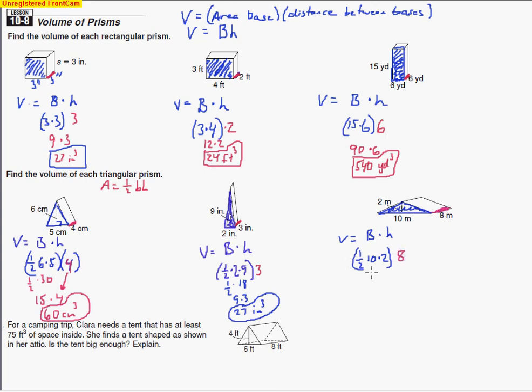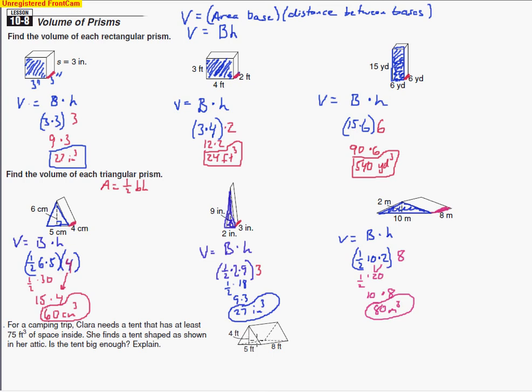And so we go ahead and multiply out these numbers. And so we have 1/2 times 20. I got 20 by multiplying the 10 and the 2, so that makes 10. Half of 20 is 10, times 8 gives me 80. So 80 meters to the third power. And there's our answer.